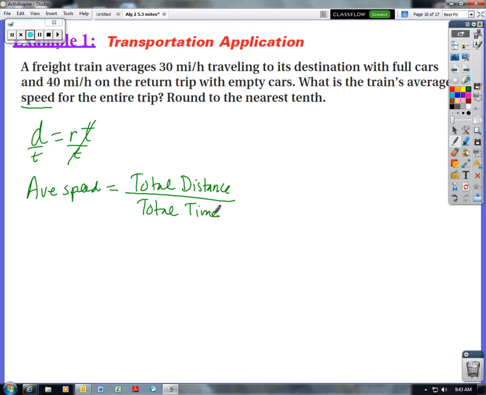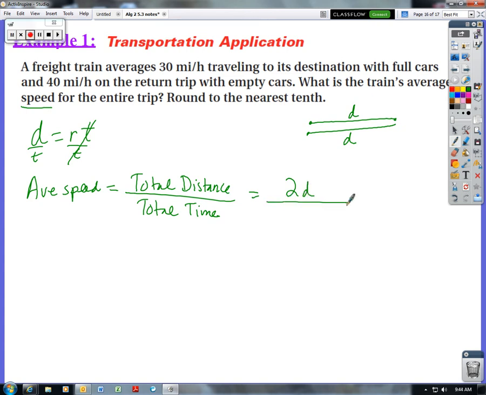So that's the first step. Second step, figure out what the total distance is, how to represent it. Well, the train is starting somewhere, going to its destination, and it's going to turn right back around and go back to where it started. So how do the two distances compare? They are the same. So let's call the first distance d, and on the return it's going the same distance, d again. So how far has it gone total? 2d. It has gone a total distance of 2d.